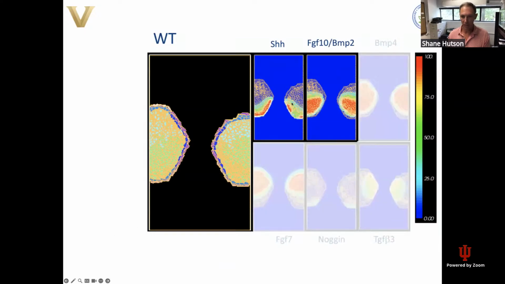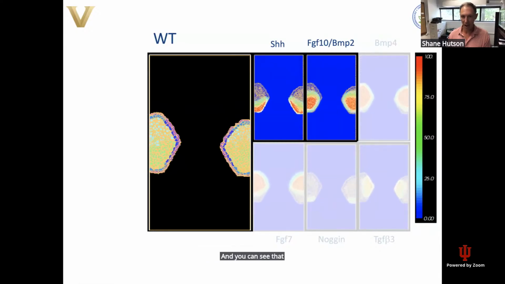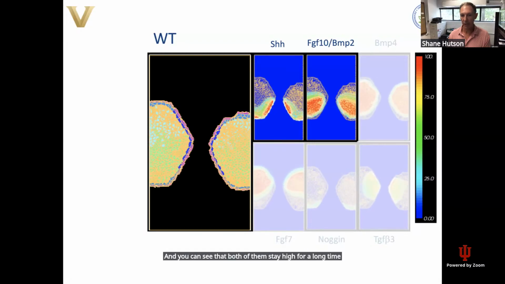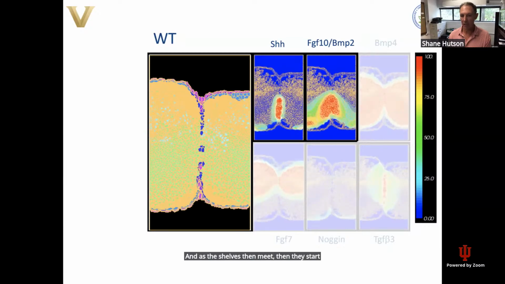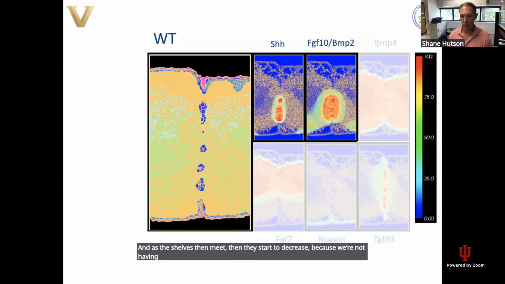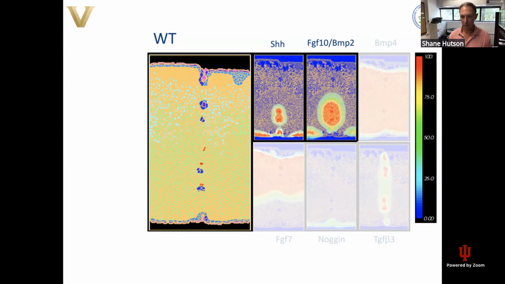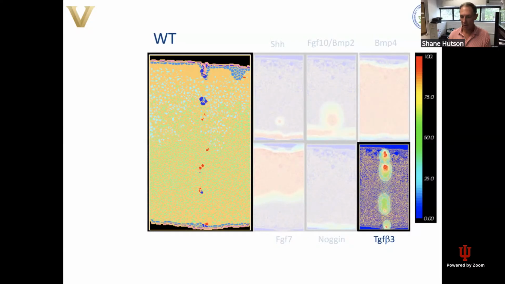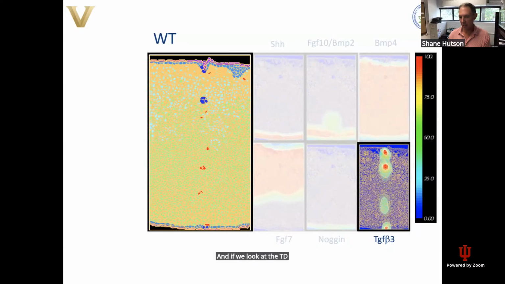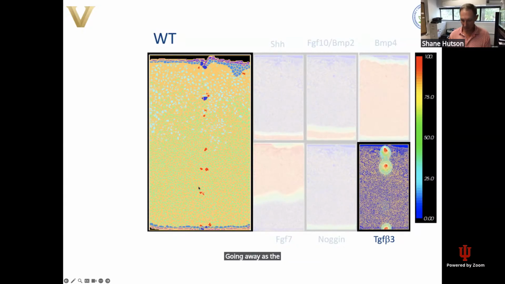Yeah, and this was just highlighting how those two work together. And you can see that both of them stay high for a long time as the shelves are growing. And as the shelves then meet, they start to decrease because we're not having that much growth anymore. And if we look at the TGF beta, you can see it going away as the seam disappears there.